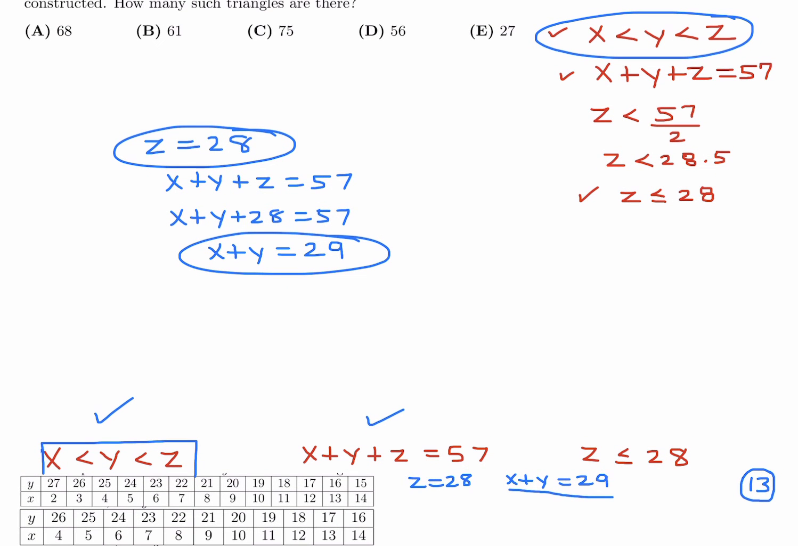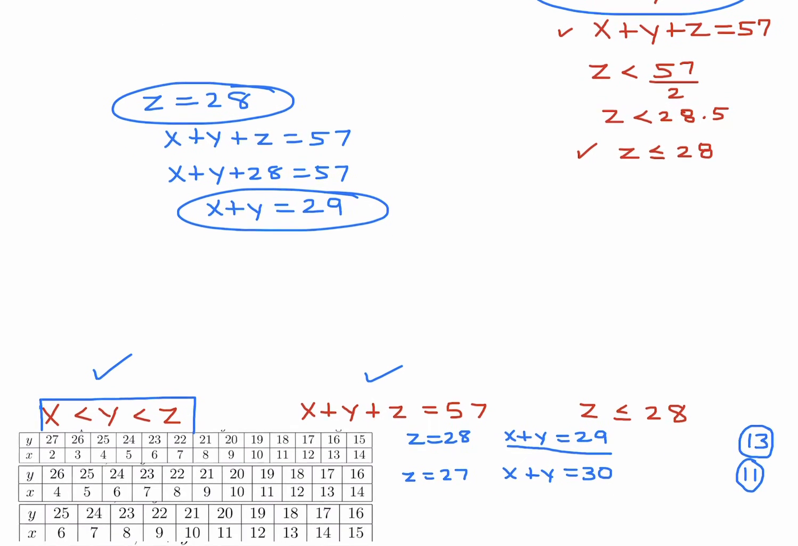Okay, now we move on to the next set. The next set is when z is 27. We're going down, right? We're going down from 28. Now when z is 27, and you plug z into this equation right here, you get x plus y is equal to 30. So again, exact same thing. We have to make a table with values for x and y, abiding by these 3 rules. And when you do, you get this table right here. And that table gives me 11 additional values.